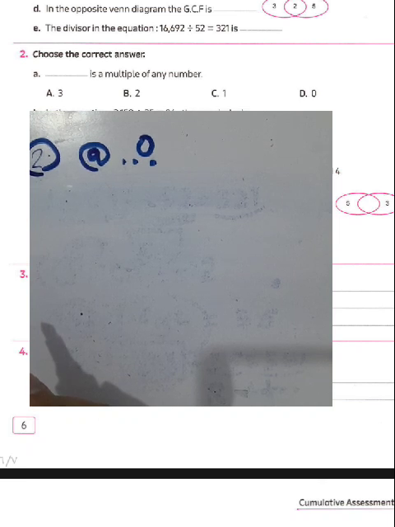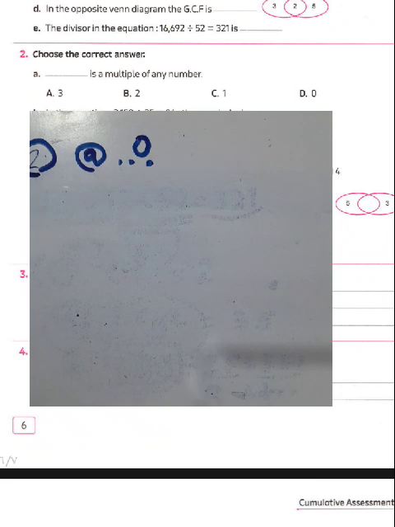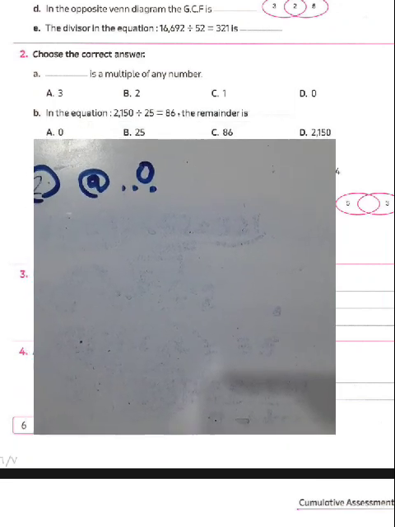You know the difference between 0 and 1. 1 is the common factor of all numbers. But 0 is a multiple of any number. Okay. Letter B.